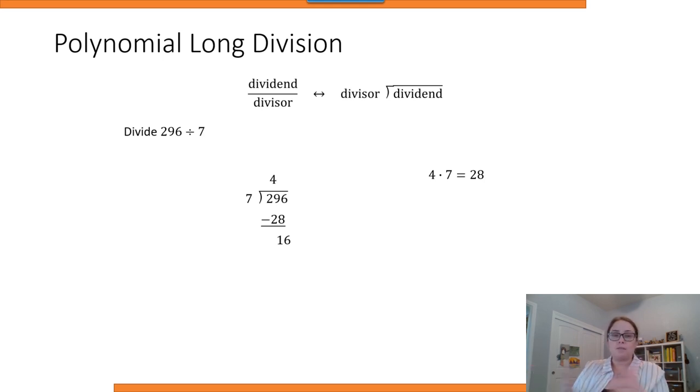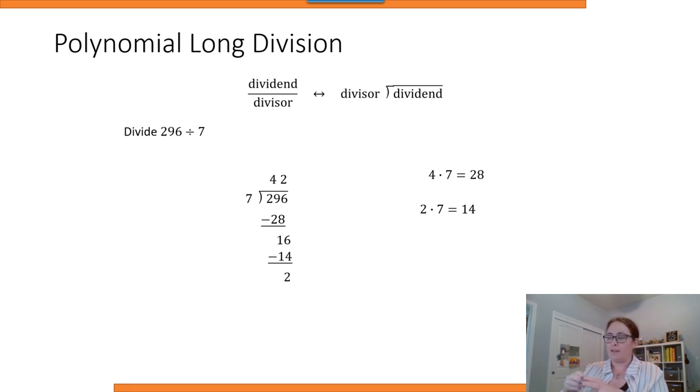And then I repeat the process. So 7 times what will get me close to 16? Well, this time it's 2, because 2 times 7 is 14. And so the 2 goes up top next to the 4 in the quotient, and I subtract 14 from 16 down below. And that gives me a 2, and there's no numbers left to drop down. So this is my remainder.